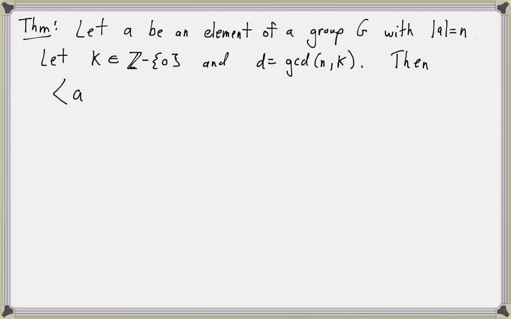The cyclic group generated by a to the power k equals the cyclic group generated by a to the power d, which is the greatest common divisor of n and k. And we also have the fact that the order of the element a to the k is n divided by d. Let's begin the proof.